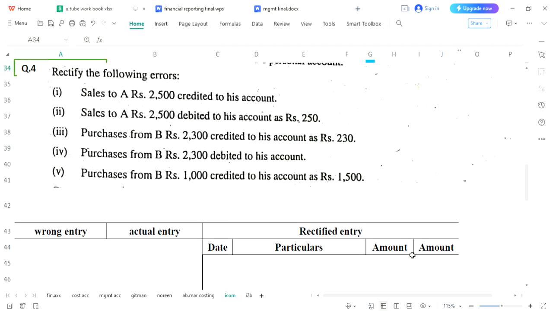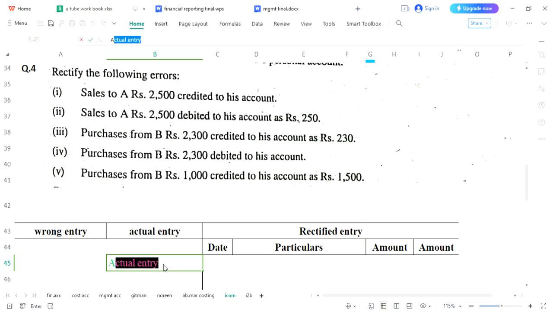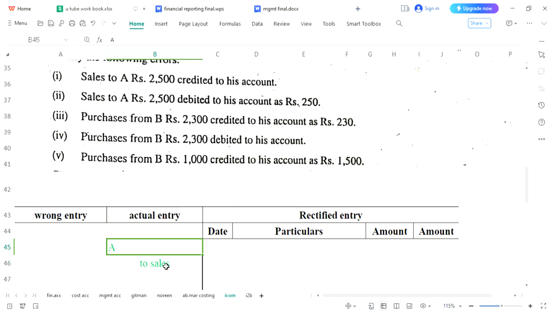Okay guys, we have first entry, sales to A. What original entry is required to be done? You have sold goods to A, so entry would be A to sales. This was your original entry which has to be done.